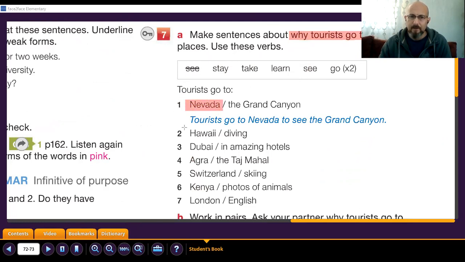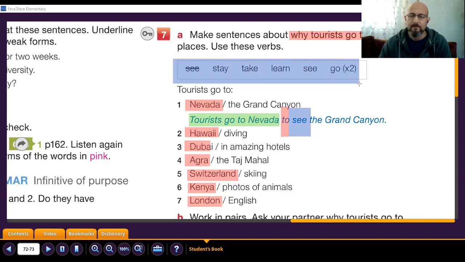Nevada, Hawaii, Dubai, Agra, Switzerland, Kenya, London? So why do tourists go to Nevada? So we answer, tourists go to Nevada. Yes, guys, you remember we said what? To, after that, the verb infinitive. These are the verbs here.